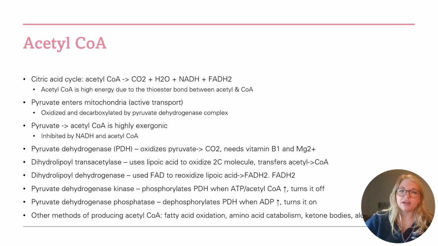Pyruvate dehydrogenase kinase and pyruvate dehydrogenase phosphatase are both enzymes used to control the activity of PDH, with pyruvate dehydrogenase kinase turning off PDH when ATP or acetyl-CoA levels are high by phosphorylating it, or conversely, pyruvate dehydrogenase phosphatase dephosphorylates PDH when ADP levels are high, turning it on. In this case, we can use the names kinase and phosphatase to guess what these enzymes do. The effect of phosphorylation is opposite of what we would expect, as it turns off the enzyme rather than turning it on.